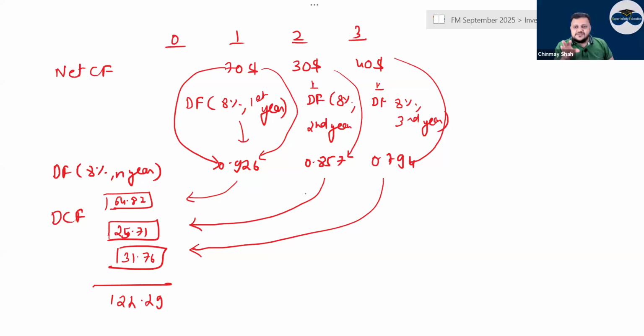You say, sir, look, I get some loan at 8%. If I take that loan and invest into this proposal, in that case, tell me, the $70, $30, $40 should at least give 8% return. Yes or no? Yes, sir. Now, leave that 8% aside for some time.